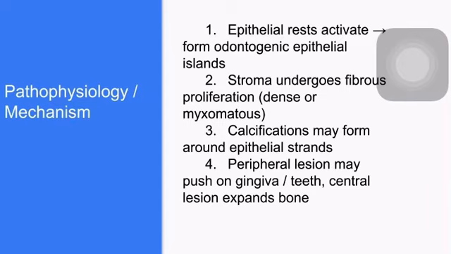Pathophysiology. Let's break this down into steps. First, epithelial rests become active and form odontogenic epithelial islands. Second, the surrounding connective tissue proliferates, sometimes dense, sometimes myxomatous. Third, calcification may develop around these epithelial strands. Clinically, peripheral lesions push gingival tissue, while central lesions slowly expand bone. This explains why the lesion is benign but locally noticeable.